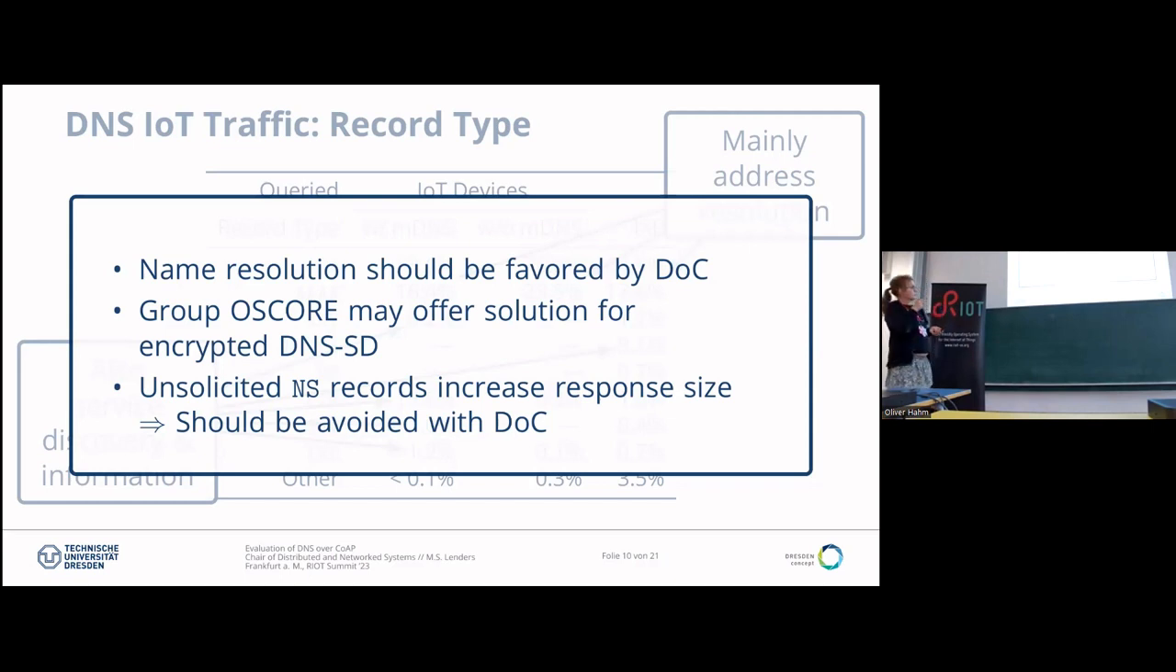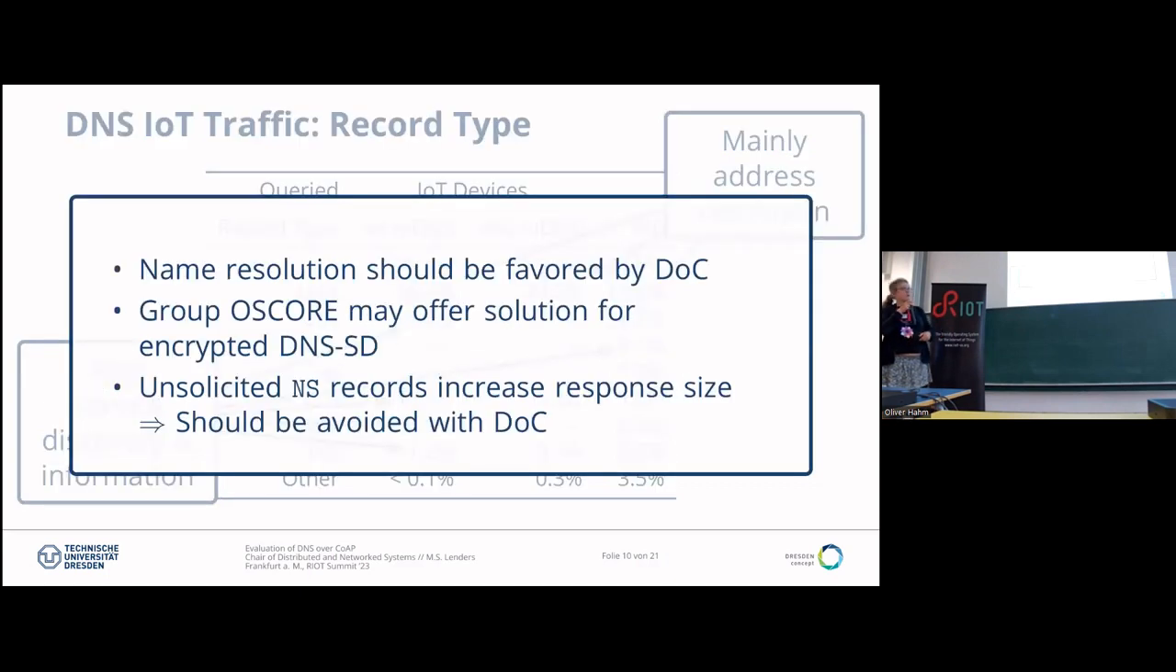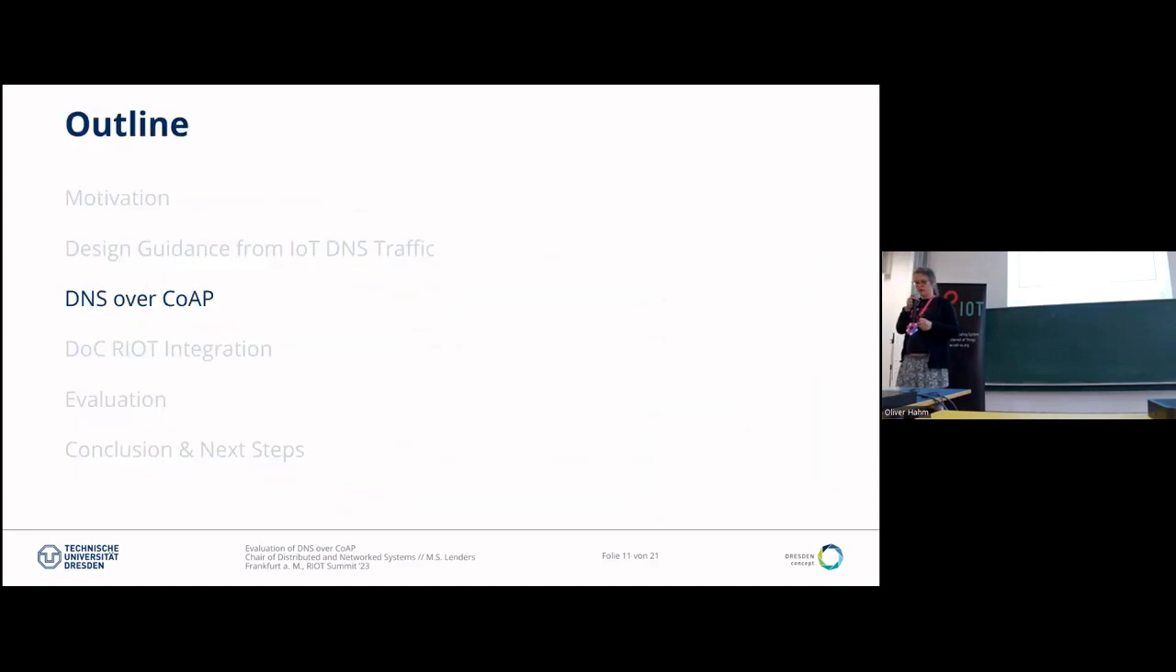And what we also saw, I think that I didn't notice this prominently, there are some name server entries here, which aren't that prominent here, but we saw that because for those there are always also the address records provided. We don't see it here because we only looked at the query data, but in the responses we see them. Those increase the response time, and so they could be avoided with DNS over CoAP, so that's something to take note of.